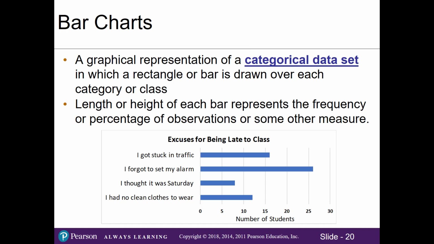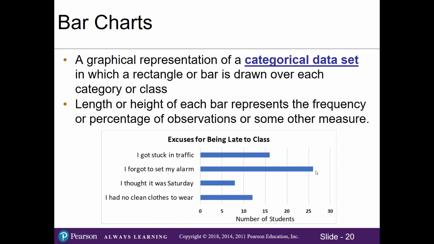So a bar chart is a graphical representation of a categorical data set in which a rectangle or bar is drawn over each category or class. The length or height of each bar represents the frequency or percentage of observations or some other measure. In this chart, I'm displaying the excuses that students have given me for being late to class. For instance, I got stuck in traffic, I forgot to set my alarm, I thought it was Saturday, or I had no clean clothes. As you can see, the longest bar, at 26 students, is that they forgot to set their alarm.